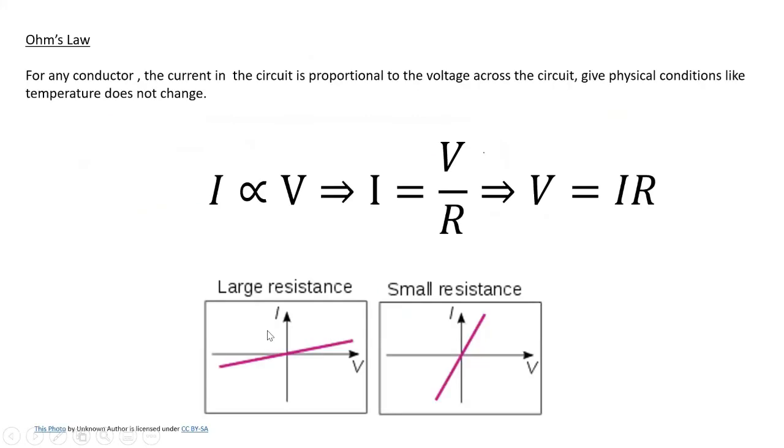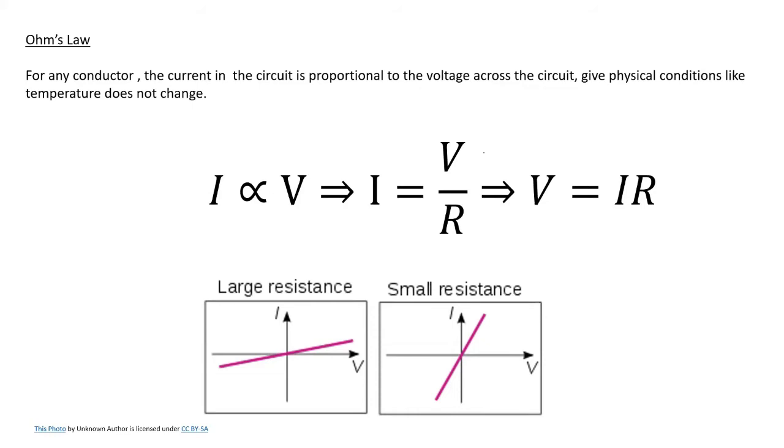Okay, then we have Ohm's law. As all of you know, the current in a circuit is proportional to the potential across the circuit. So I is proportional to V by R, or V is equal to IR. This equation says that if we have a large resistance, there is less current, and if we have a small resistance, we have high current. Smaller resistance allows more current, and higher resistance allows less current. This is obvious.